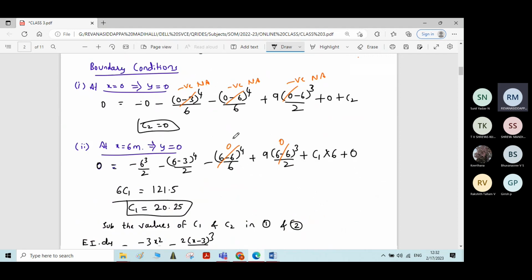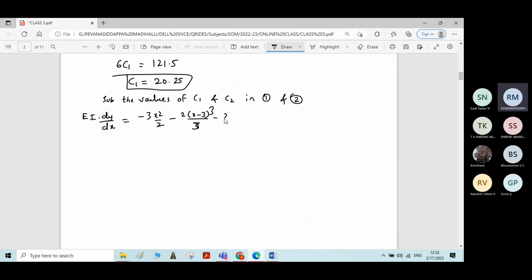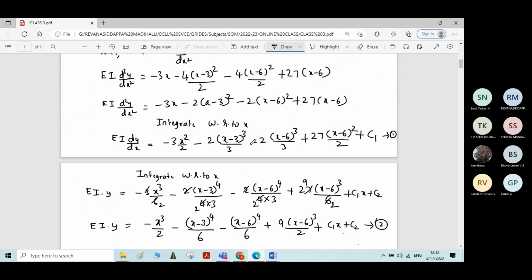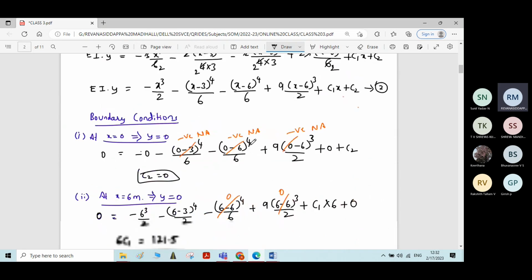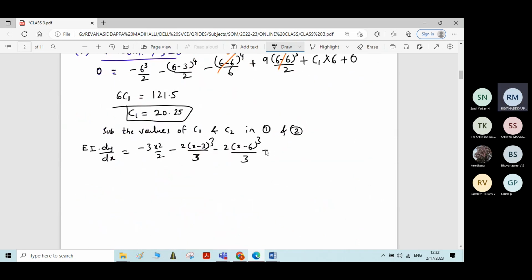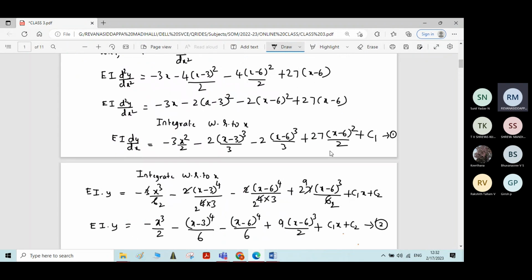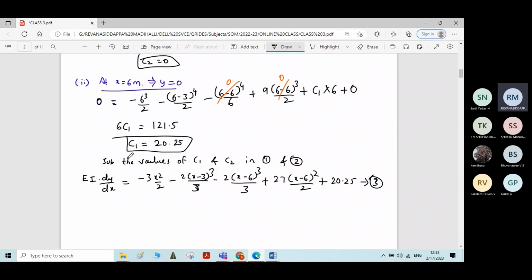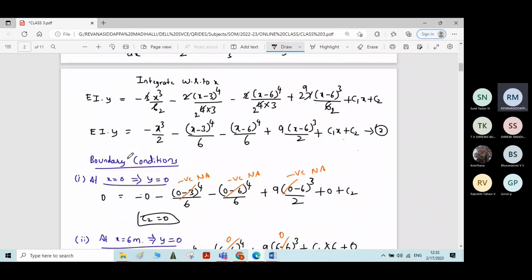minus 2 into (x minus 6) whole cube by 3, plus 27 (x minus 6) whole square by 2, plus C1, means plus 20.25. We can call this equation number 3, which is the equation for slope. So substitute C1 and C2 values in equation 2 now.